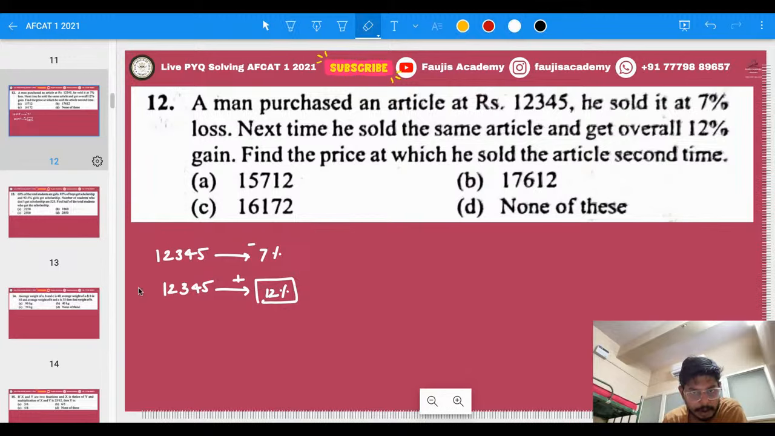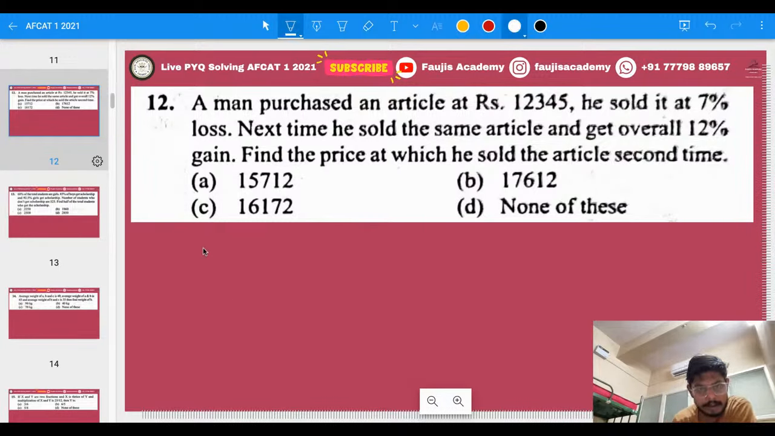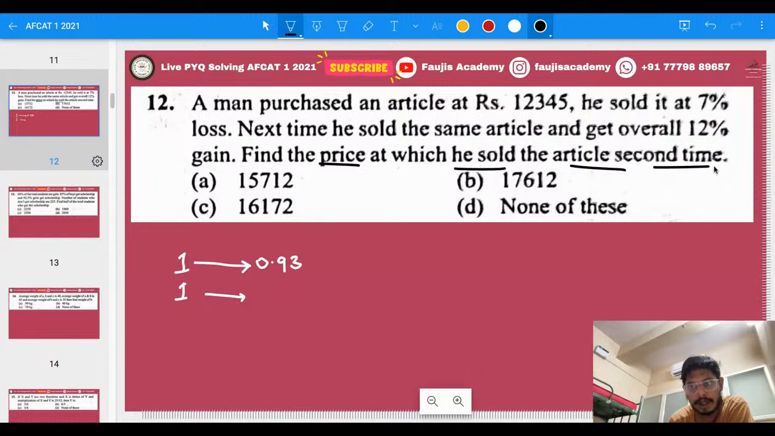Instead of working with 12,345 as the number, which will make our calculation so lengthy, listen to me very, very carefully. We'll assume that initially the cost price was only 1 rupee. If he made a 7% loss, that means he sold it at 0.93 rupees, isn't it? And then he sold another at some rupees. Find the price at which he sold the article the second time. This is what we have to find out. We don't know this number.